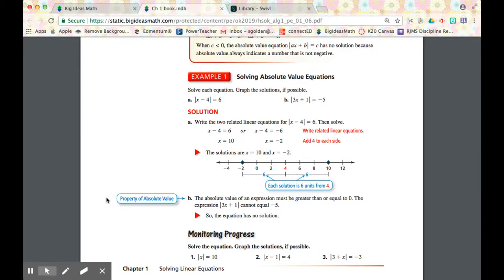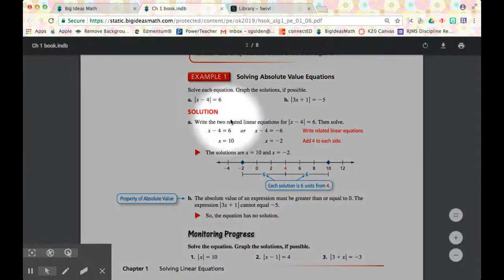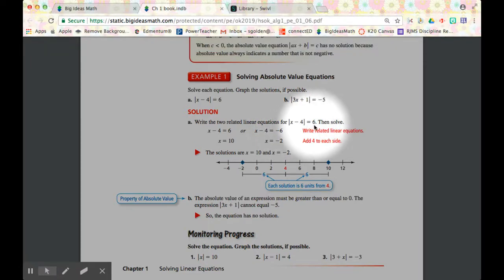So starting with example 1, they give us A and B, and they tell us to graph the solution if possible. When we have absolute value in an equation, the first thing we have to do is turn it into two related linear equations. Looking at problem A, they took the absolute value of x minus 4 equals 6, and turned it into both of these equations. So we have x minus 4 equals 6, they just took the absolute value away, or we have x minus 4 equals negative 6.